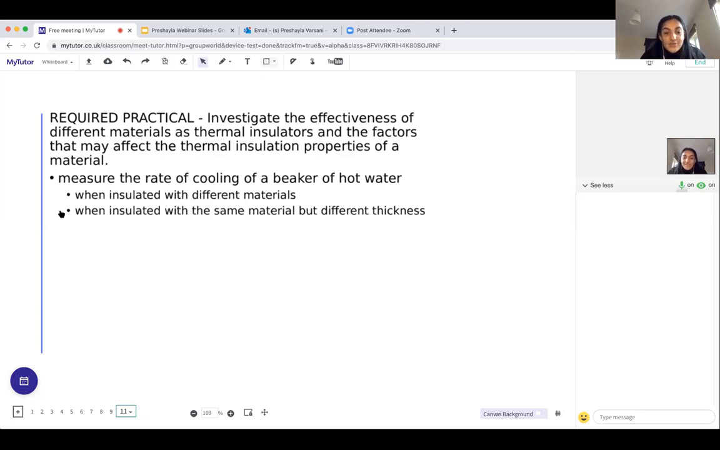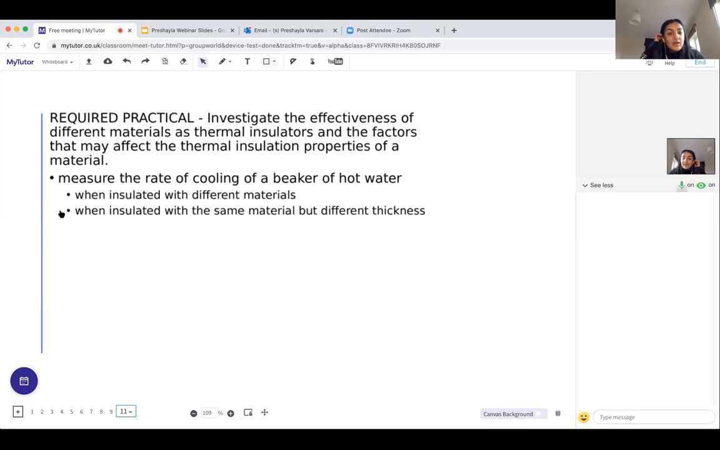When insulated with the same material but different thickness is the second part. So for this experiment, we're going to be using only one material, and you can choose. And we're going to be doing 4 different experiments with that material with differing thicknesses. So you might have 1 layer, 2 layers, 3 layers, 4 layers of that material.